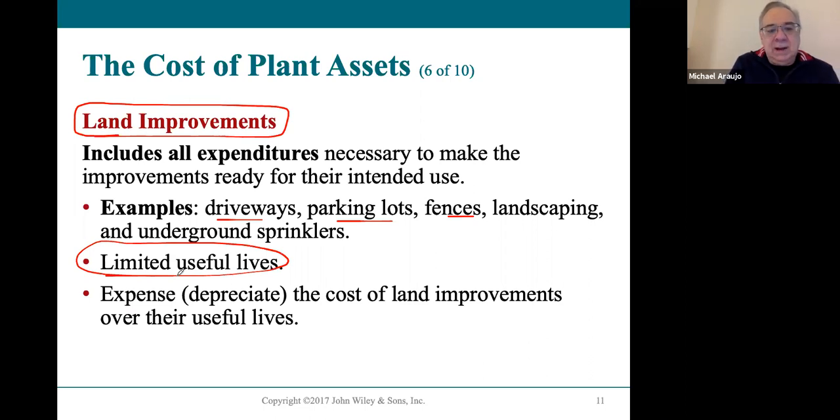Okay. And so because they have a limited useful life, at some point in time you're going to need to repave that driveway or repave that parking lot or replace that fence, et cetera, right? That's basically what we're talking about in terms of a limited useful life. And so that's where depreciation comes in. Depreciation says, okay, because I'm going to be using this parking lot for 10 years before I have to have it repaved and repaired, then whatever cost I had to build the parking lot, I'm going to depreciate over that 10-year period of time.